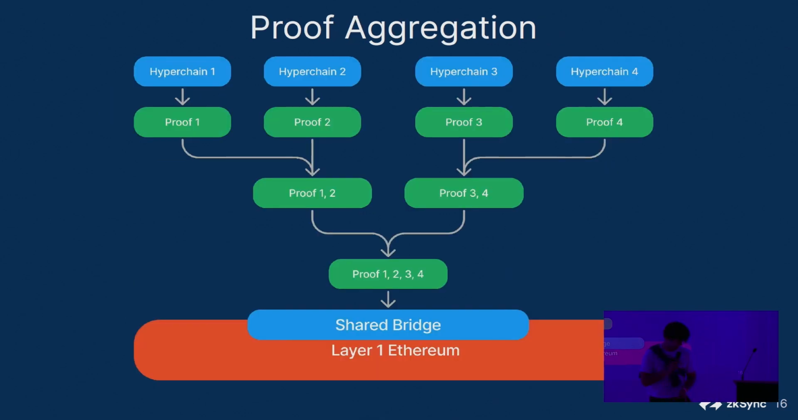Okay, so the first method is proof aggregation. For proof aggregation, you have different hyperchains, and they aggregate their proofs together into a single proof and settle it together onto L1. This is great as it is scalable. Any number of hyperchains can aggregate their proofs, and the proof aggregator treats these statements as completely independent. Ultimately, the problem with this solution is that it does not allow fast messaging.